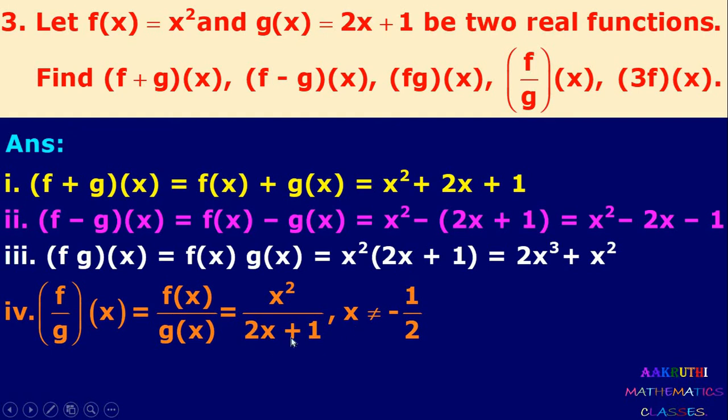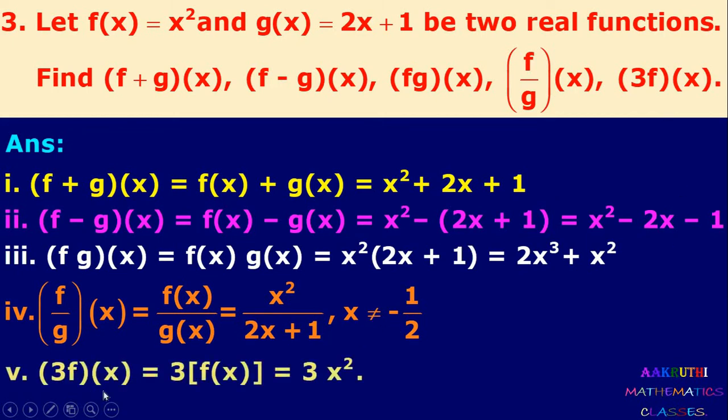So here the denominator should not be equal to 0. If the denominator is 0, then the rational function is not defined. That is, f of x by g of x is defined only when g of x is not equal to 0. Therefore x is not equal to minus 1 by 2. So next one, it is 3f of x. So 3f of x can be written as 3 into f of x. Here 3 is a constant, therefore we can take 3 outside. So it is 3 into f of x. So here f of x is x square.